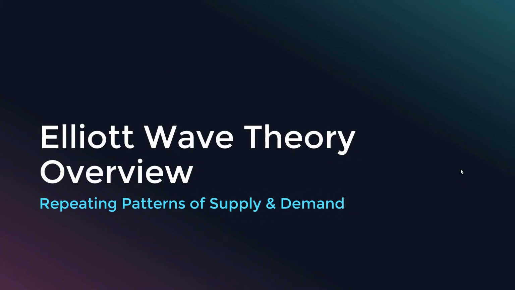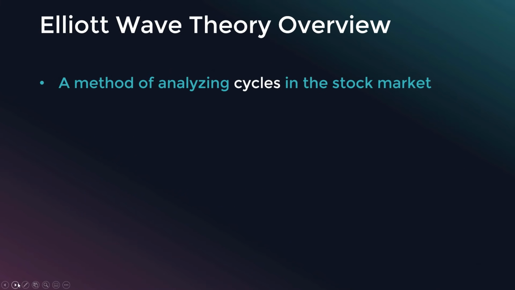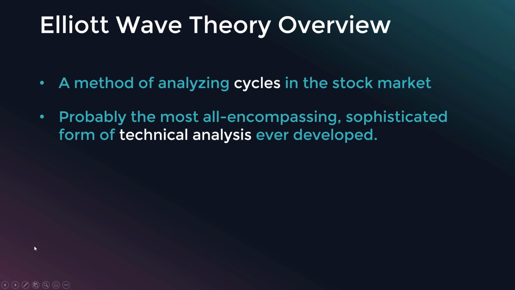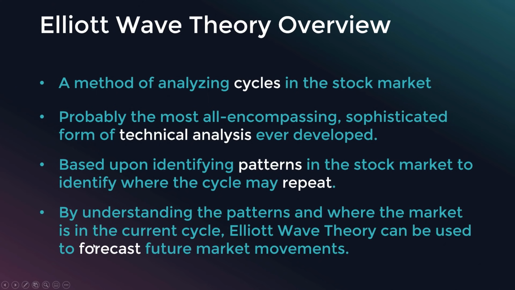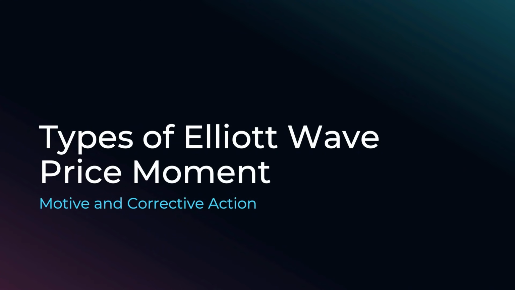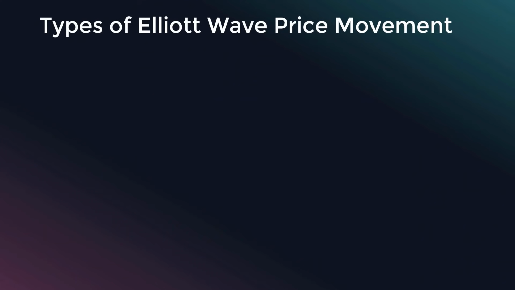Welcome to the Elliott Wave Theory Overview. Elliott Wave Theory is a method of analyzing cycles in the stock market. It's probably the most all-encompassing, sophisticated form of technical analysis ever developed. Now, you don't have to know all the details, but we're going to cover what we feel is important to be a successful trader. It's based upon identifying patterns in the stock market to identify where the cycle may repeat. By understanding the patterns and where the market is in the current cycle, Elliott Wave theory can be used to forecast future market movements.